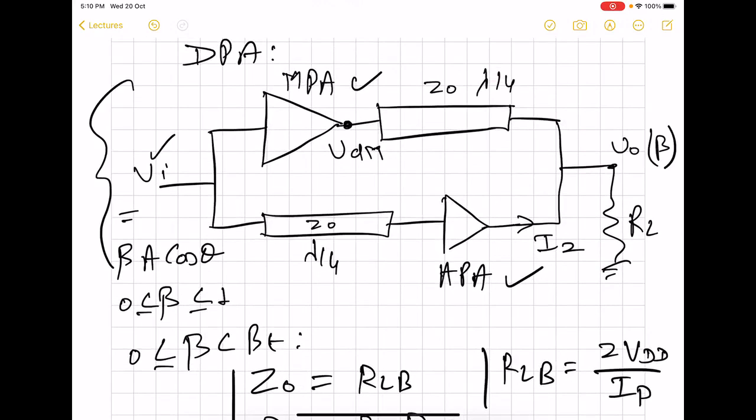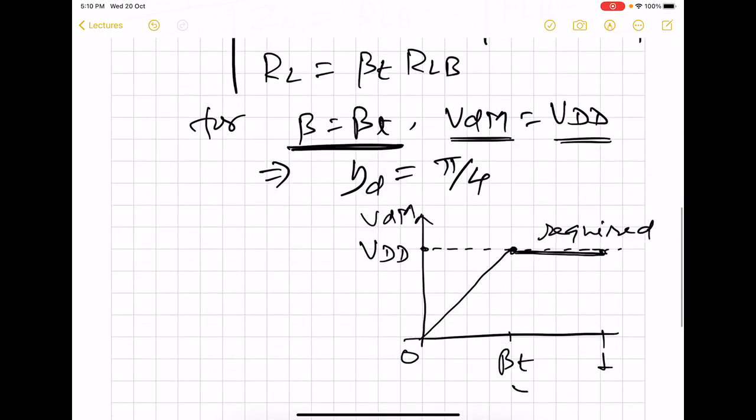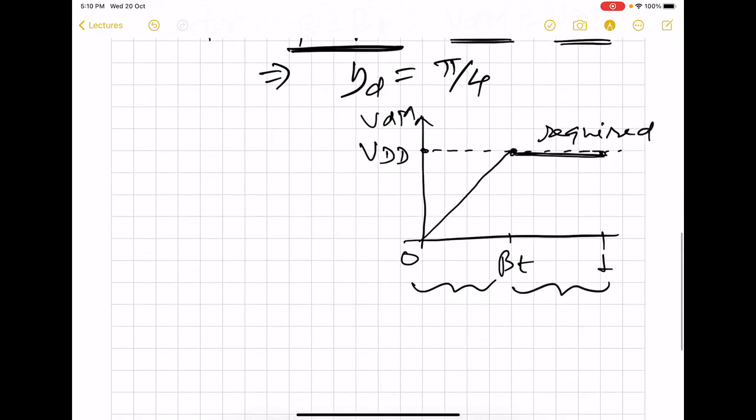And finally, we will try to find out the efficiency, overall efficiency, which of course will be divided into two regions, one for the lower drive and other for the upper drive. That means when beta is greater than beta t but less than 1. That means for this region. So here we have lower input or drive region, and this is higher or upper drive region or input region.